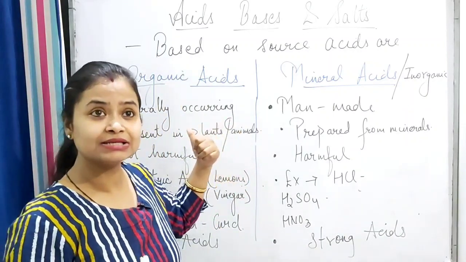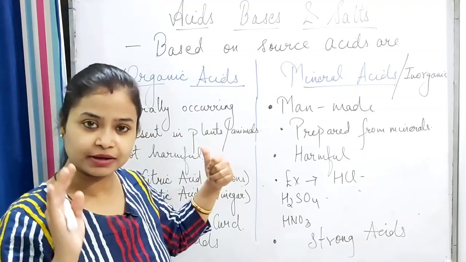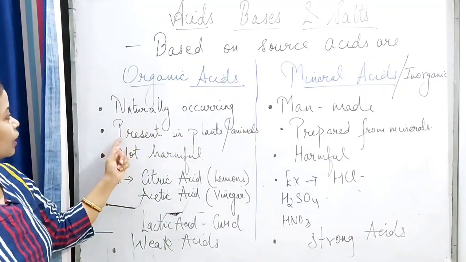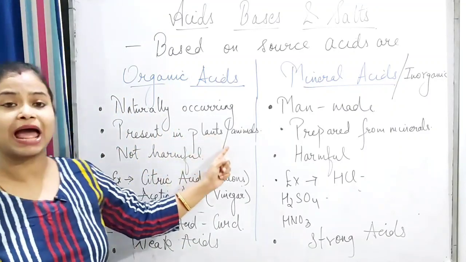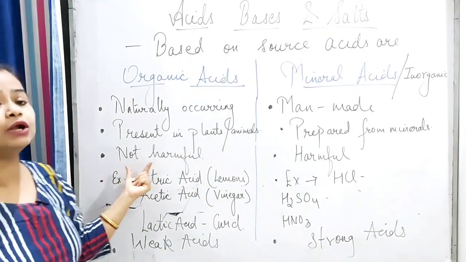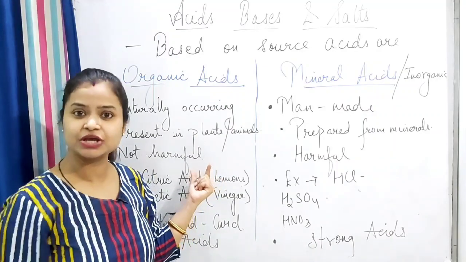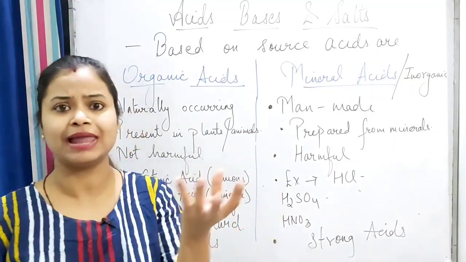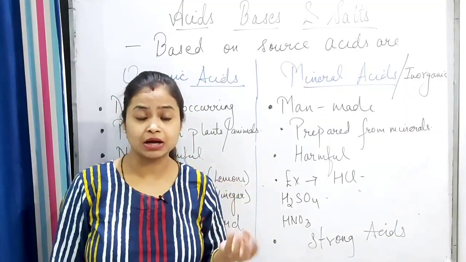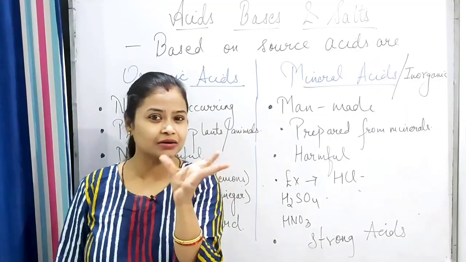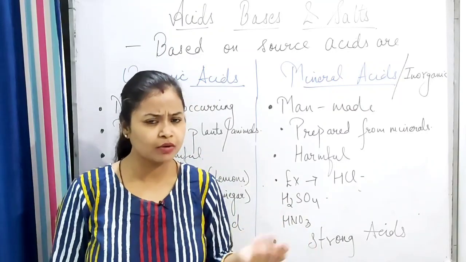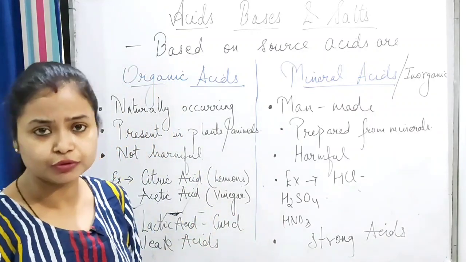So organic acids are what? They are naturally occurring acids, present in plants or animals, as I told you. Organic acids are not harmful because the examples I gave you just now, like lemons, we all intake. Curd also we intake, the sour curd specifically. Tamarind, imli, we all intake all these things, so they are not harmful to us.